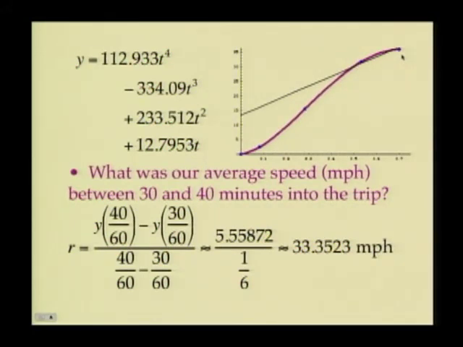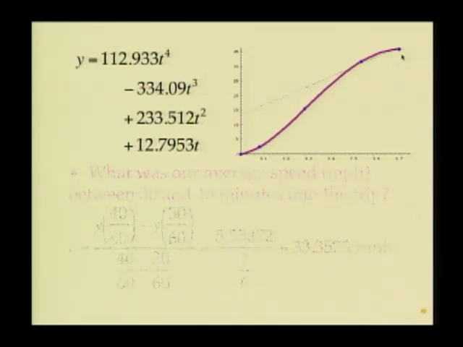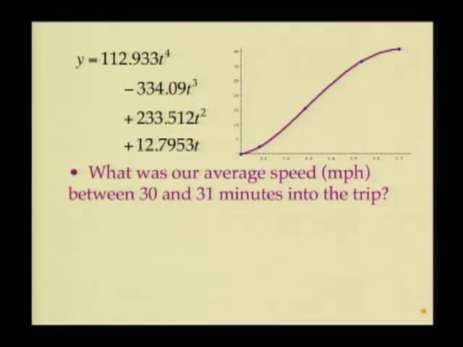Now, if I wanted to shorten that interval, how fast was I going? I got a ticket 30 minutes into the trip. How fast was I going? It was somewhere between 30 and 31 minutes into the trip. What was my average speed during that time?